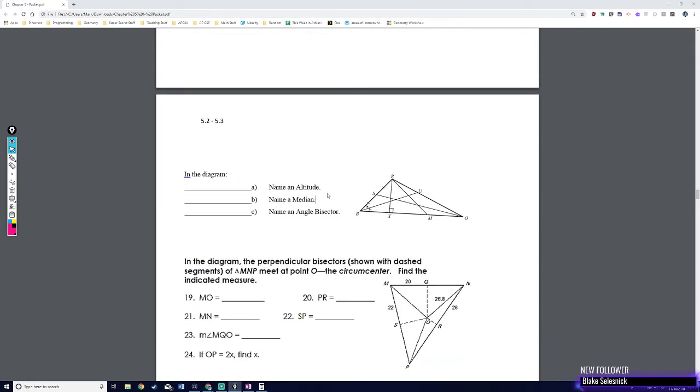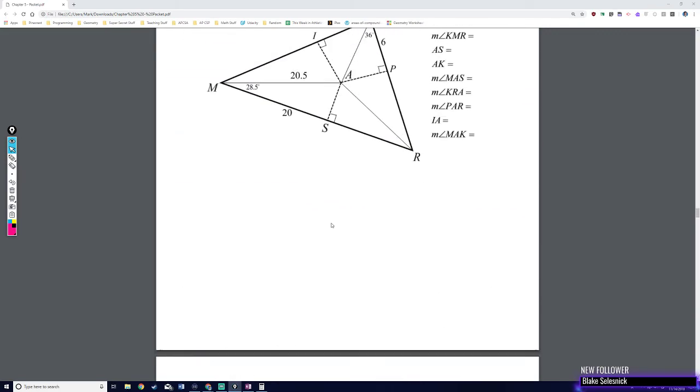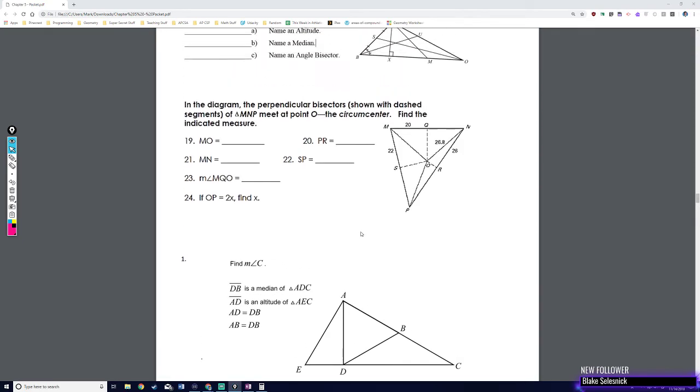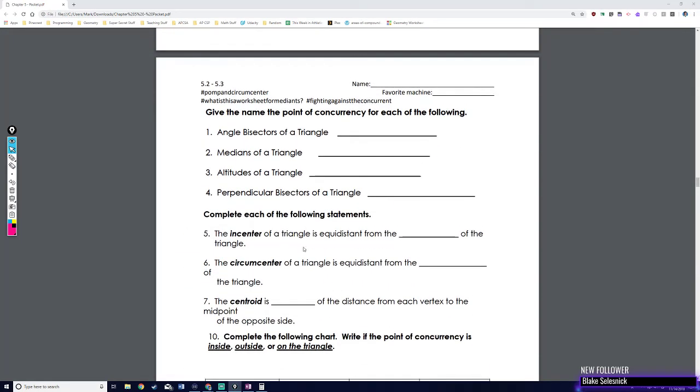What does an altitude look like? What does a median look like? Did I mess up? I don't know. What does an angle bisector look like? What does a perpendicular bisector look like? What do they actually look like? And then knowing where they would intersect if I have more than one of them. Where the perpendicular bisectors intersect is the circumcenter, etc.